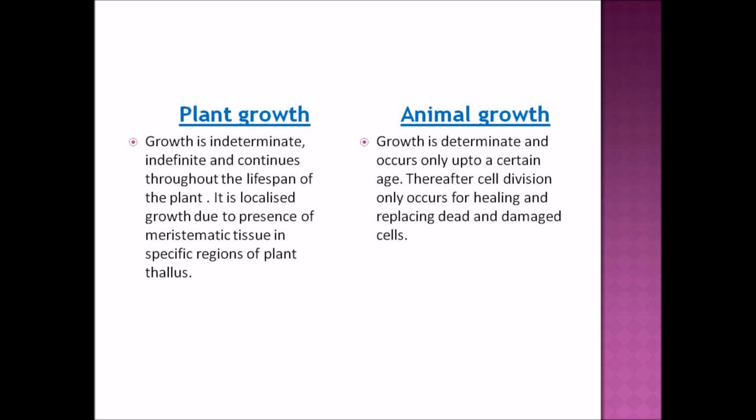On the other hand, growth in animals is determinate because it occurs only up to a certain age of the animal. Thereafter, growth stops. We know that cell division results in growth. So does it mean that cell division in an animal stops when its growth stops? No. Cell division continues in the animal, but it does not occur for growth, but it occurs for healing, for replacing the dead and damaged cells of the animal.